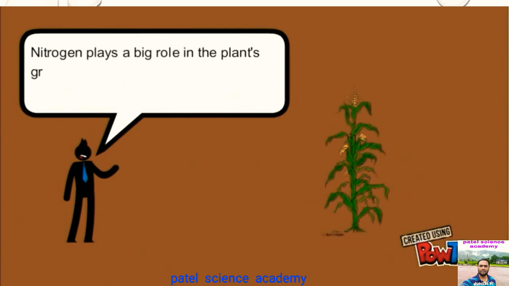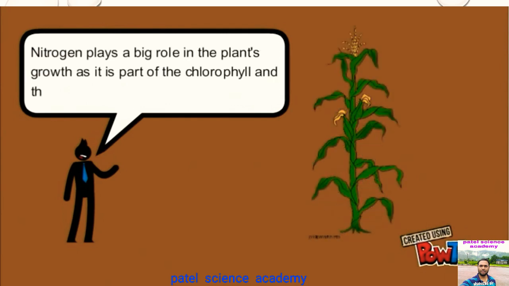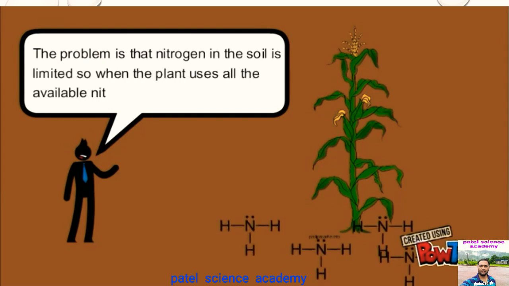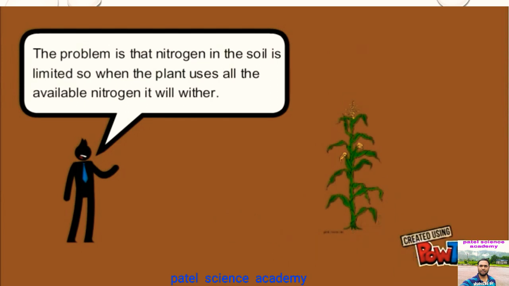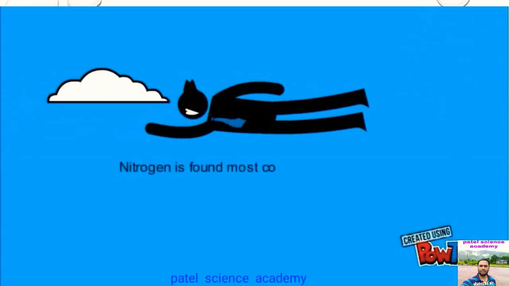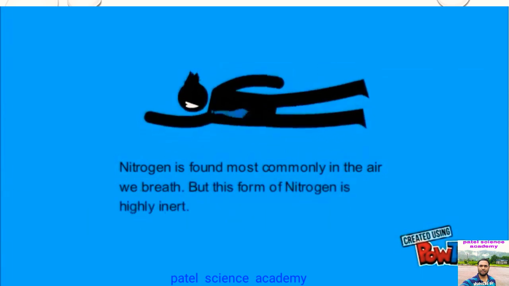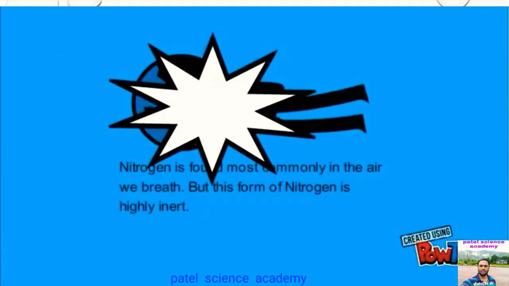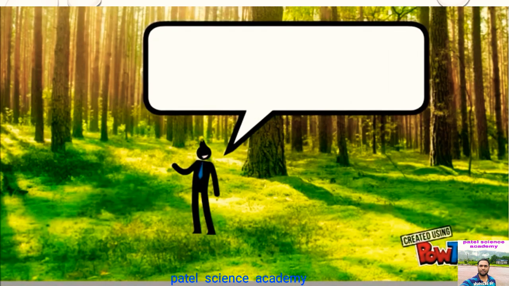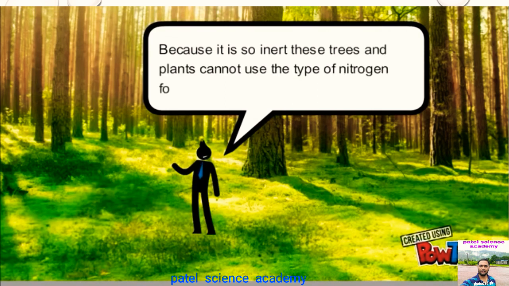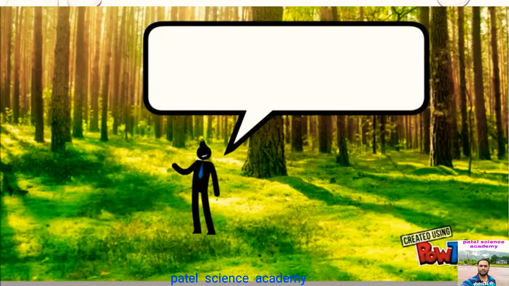What is happening here in this video? Nitrogen plays a big role in the plant's growth as it is a part of the chlorophyll and the amino acids which make protein. So dear students, the problem is that nitrogen in the soil is limited, so when the plant uses all the available nitrogen, it will wither. Nitrogen is found most commonly in the air we breathe, but this form of nitrogen is highly inert. So what does the plant do? Because it is so inert, trees and plants cannot use the nitrogen found in the air. So what to do?